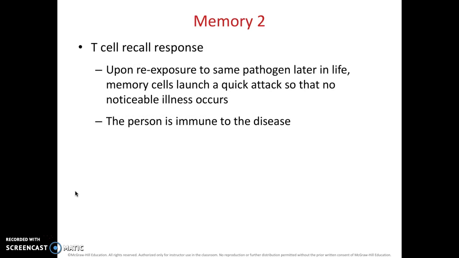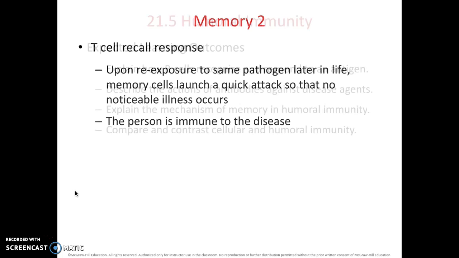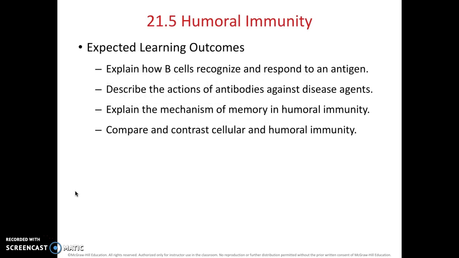So when the T cell is exposed to the same pathogen again later in life, the memory cells launch a quick attack, so no noticeable illness occurs generally. And the person is immune to the disease. Of course, this isn't 100%, and sometimes you do get sick, but it makes it a lot better for you than having the full out illness. So in our next slide, we'll talk about humoral immunity.